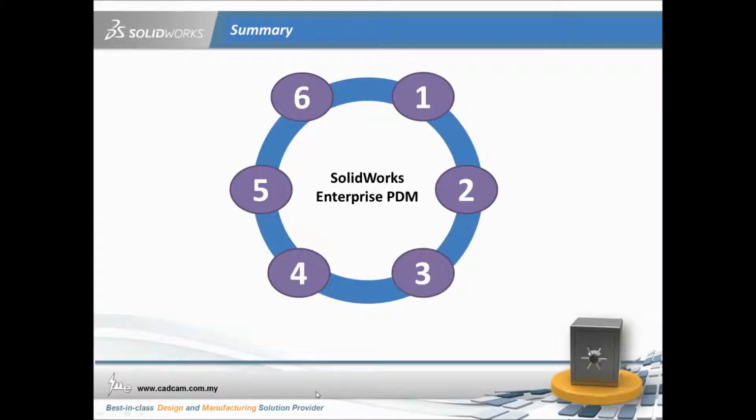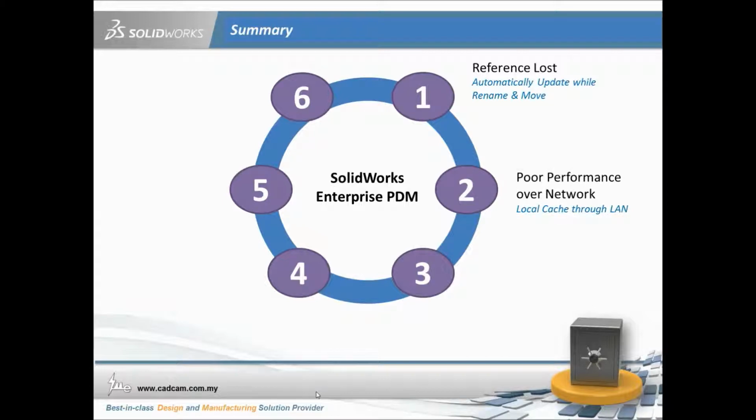So let's go for the summary for today. What are the things that we covered? First, we defined the problem of reference loss when we rename and move files. So we have the solution: EPDM can help you to automatically update the files. Not only that, if you have problems with poor performance over the network, the system has a local cache that automatically downloads to the system when you need it, only through the LAN network.